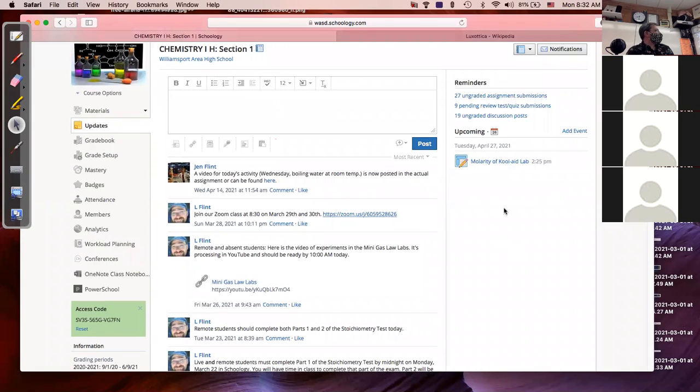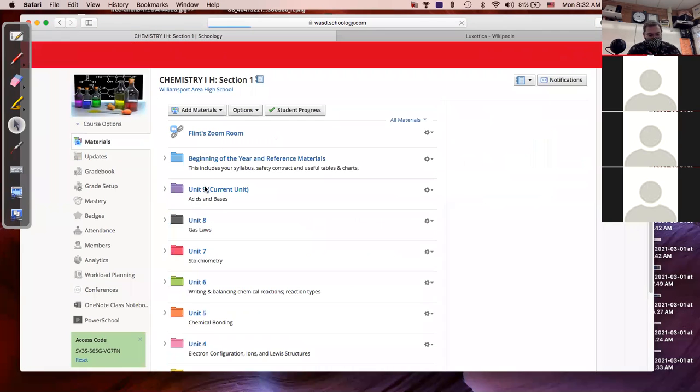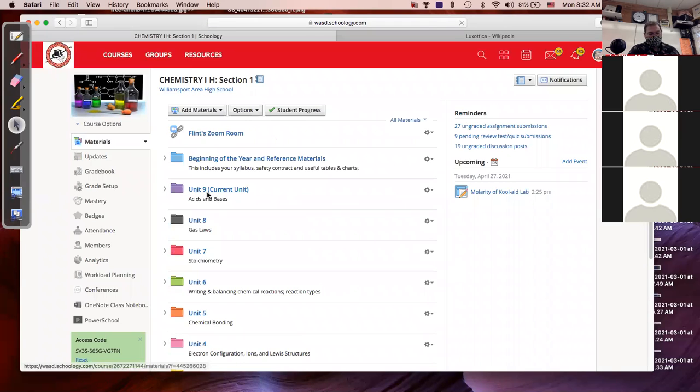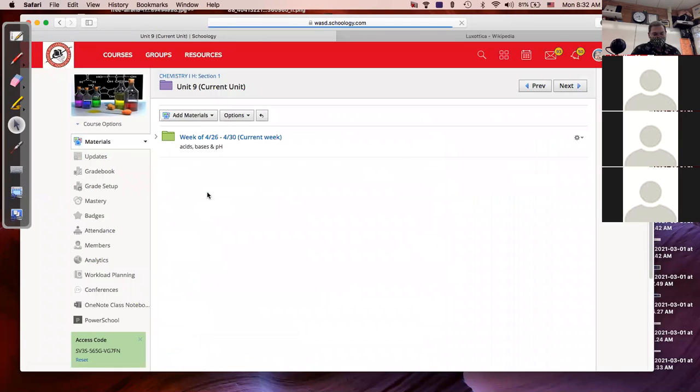All right, on the right-hand side of the upcoming agenda it says Molarity Kool-Aid Lab. We're going to do this today, but in the materials section, there's a new folder. This is Unit 9. It's called acids and bases, but really acids and bases are also solutions. We've just done the basics of concentration, and concentration is the concept we use to measure amounts of acid and base in a solution and pH.